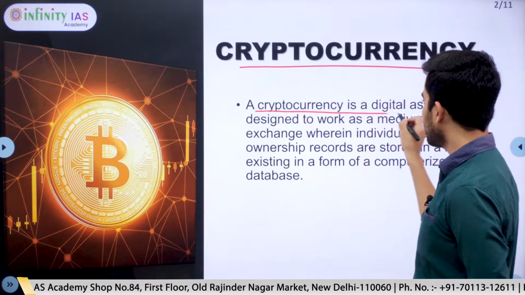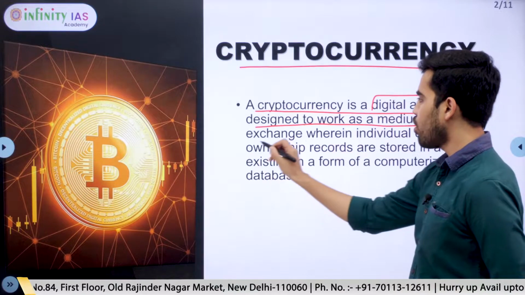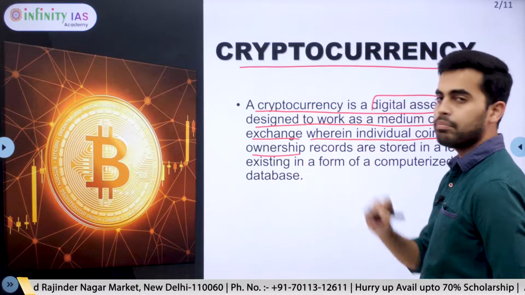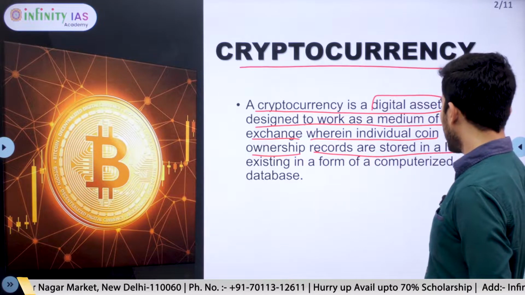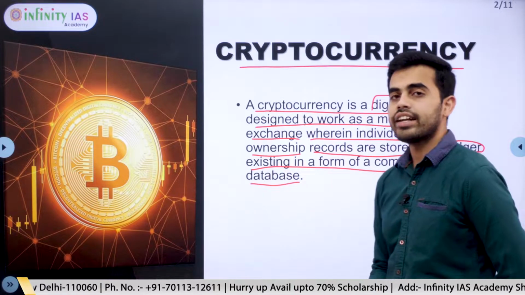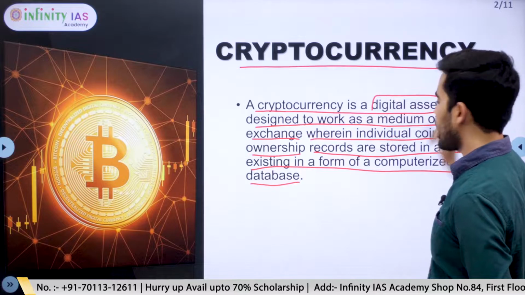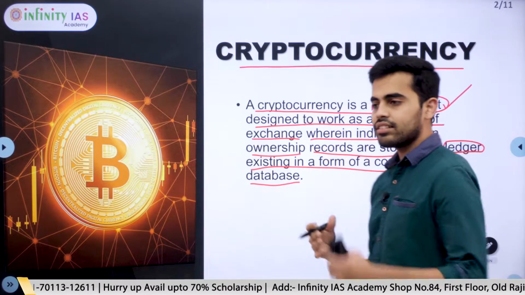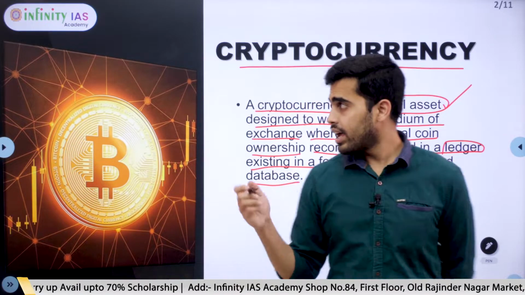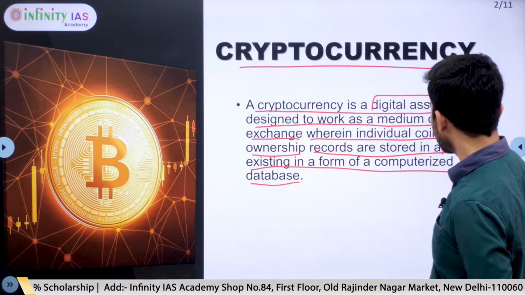A cryptocurrency is a digital asset designed to work as a medium of exchange wherein individual coin ownership records are stored in a ledger existing in the form of a computerized database. So here, what are the key points? It is a digital asset, as in it is a currency, but instead of having a physical form, it has a digital form. So this is one point.